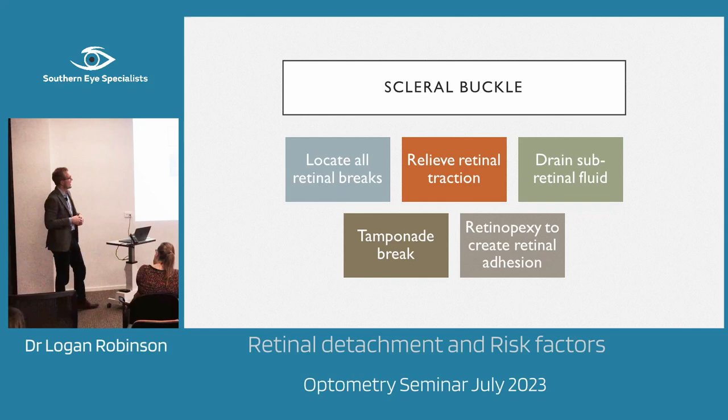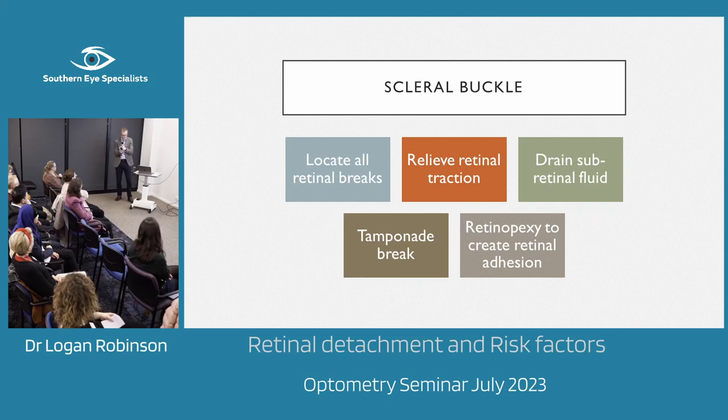So you're stitching something to the wall of the eye and pushing the wall in towards the centre, and you imagine the jelly's kind of pulling in towards the centre. So if you bring the wall of the eye in, the tear's now closer to that central force, so you're not pulling so much. Draining subretinal fluid, you don't have to, but we sometimes make a little hole in the wall of the eye and the fluid drains out externally.